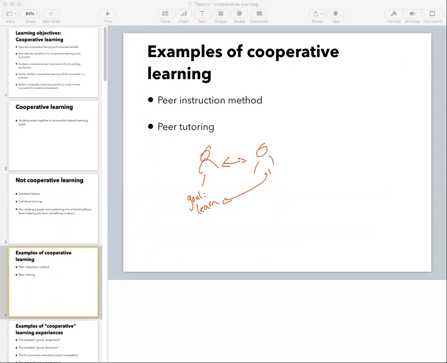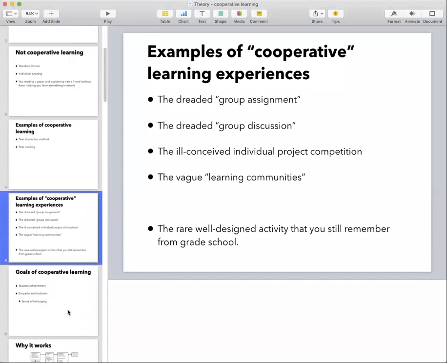Great. So now that we've looked at a few idealized examples, let's look at a few realistic examples of cooperative learning that you may have seen. There's a couple. There's a dreaded group assignment where one person does all the work and everybody else uses that person's work to get a grade. There's sort of this dreaded group discussion where everybody's awkward and no one speaks up.